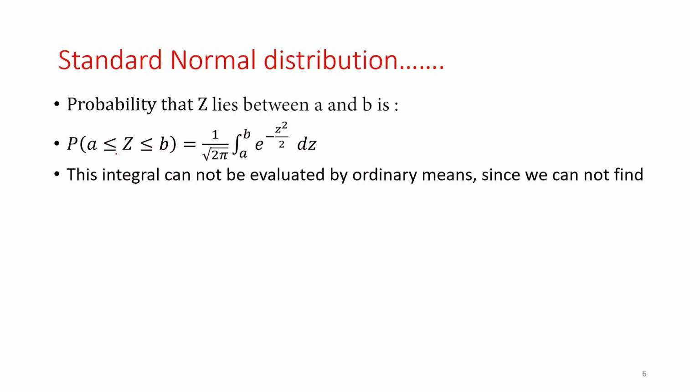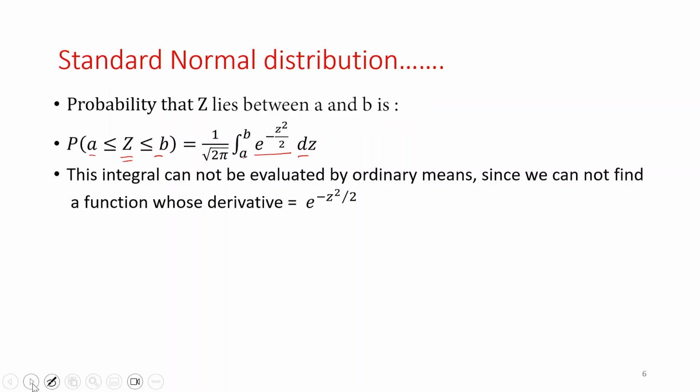So, the probability of finding the z variable between a and b will be exactly the same: you take the density function and integrate from a to b. The constant is 1 upon root over 2π. So, that is what we need to do now. This integral cannot be evaluated by ordinary means, since we cannot find a function whose derivative is this. So, still the difficulty is there.